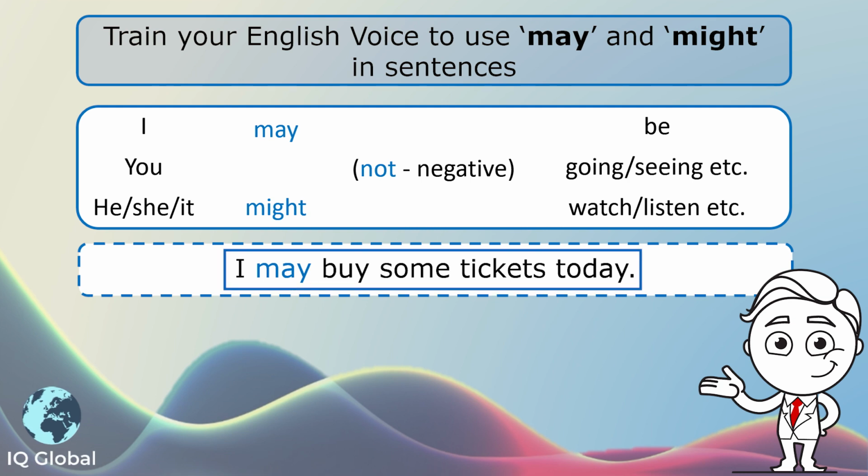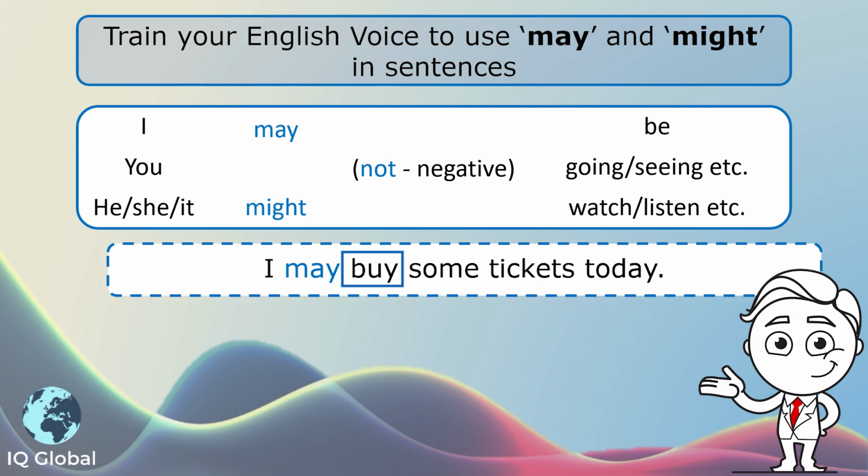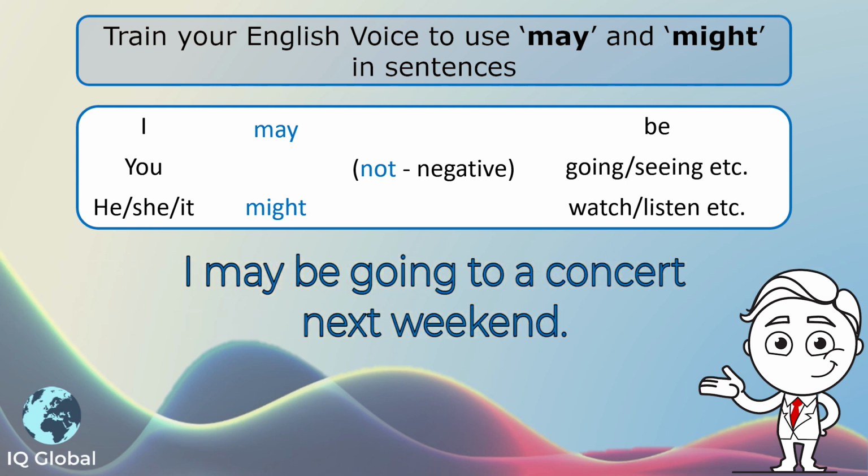I may buy some tickets today. Subject I, followed by may, followed by the verb. Another example, I may be going to a concert next weekend. Subject, may, verbs be, going.